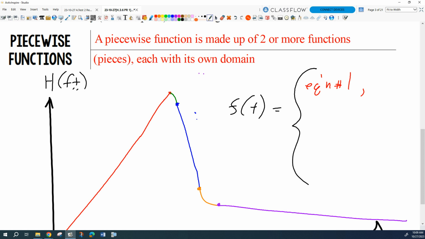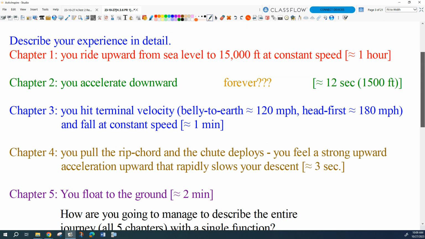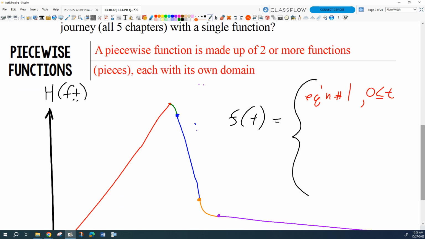But the values where this is happening are when t is greater than or equal to 0, right? Because we start at 0. And when did it end? After an hour. So we're going clear up. If that's in seconds, that's 3,600. So there's step 1, right? Step 2, we would have equation number 2.